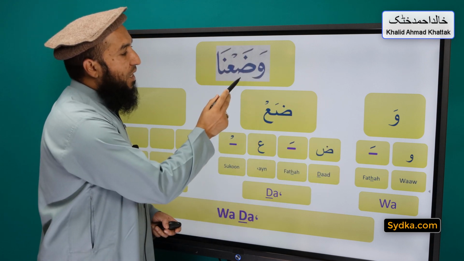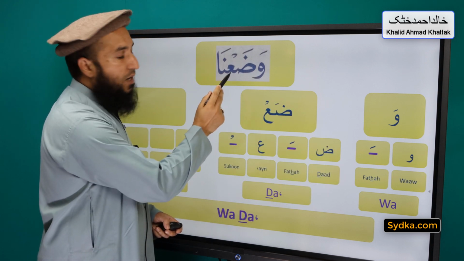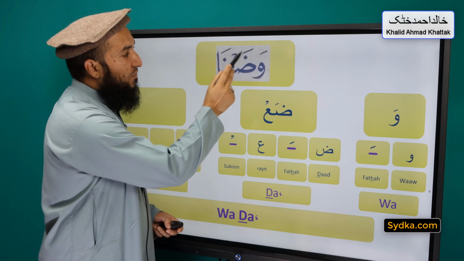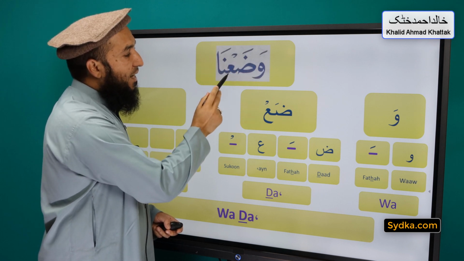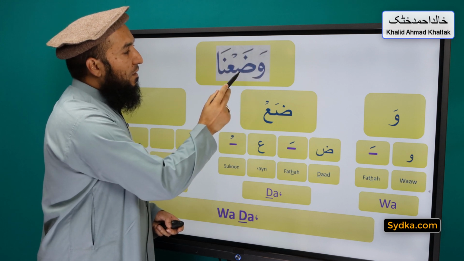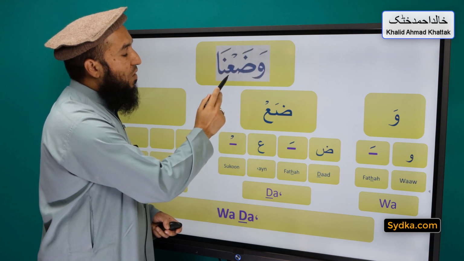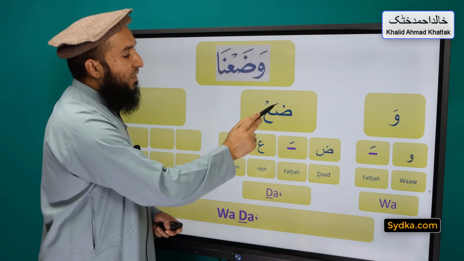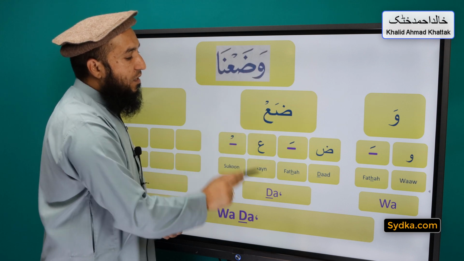The second syllable we have is dad fatha ayn sukoon da'. Dad is a heavy letter, it has fatha on top of it, it is followed by ayn, and ayn has a sukoon. Dad fatha ayn sukoon da'.